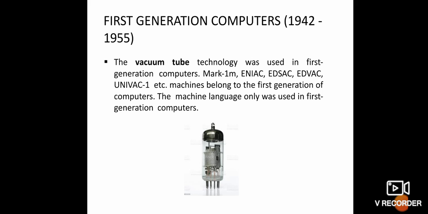First, the first generation computer used a vacuum tube. Now you can see a picture over here. It is a vacuum tube. This is the first technology that is used in the first generation computer.